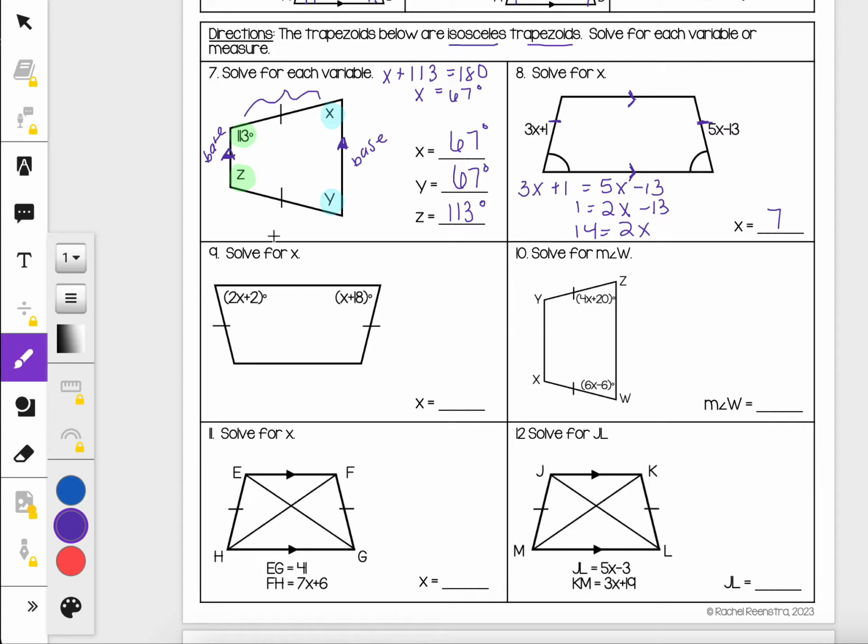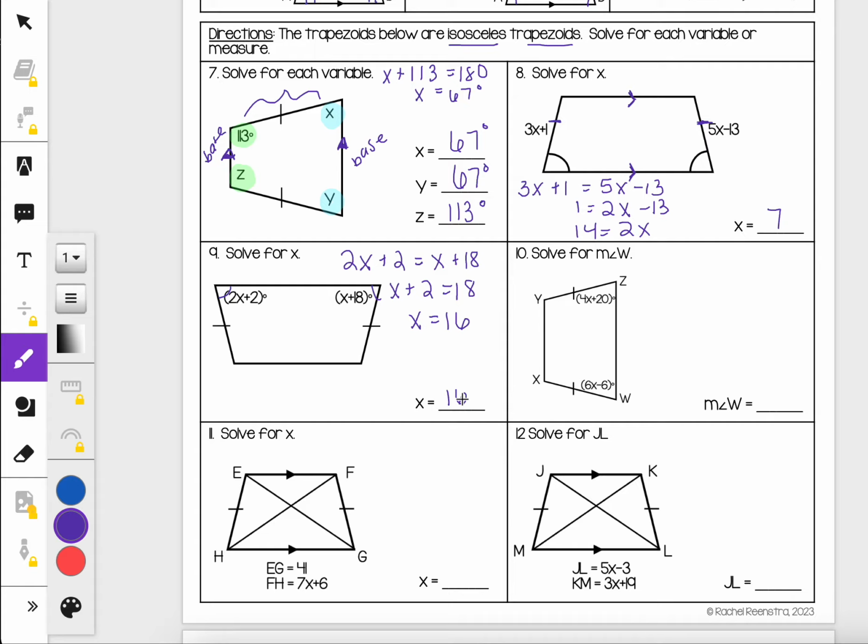Okay, number 9 is going to be similar to number 7. So I have an isosceles trapezoid. I know the base angles are congruent. So I can set 2x plus 2 equal to x plus 18. Subtract x from both sides and subtract 2 from both sides. So x equals 16.